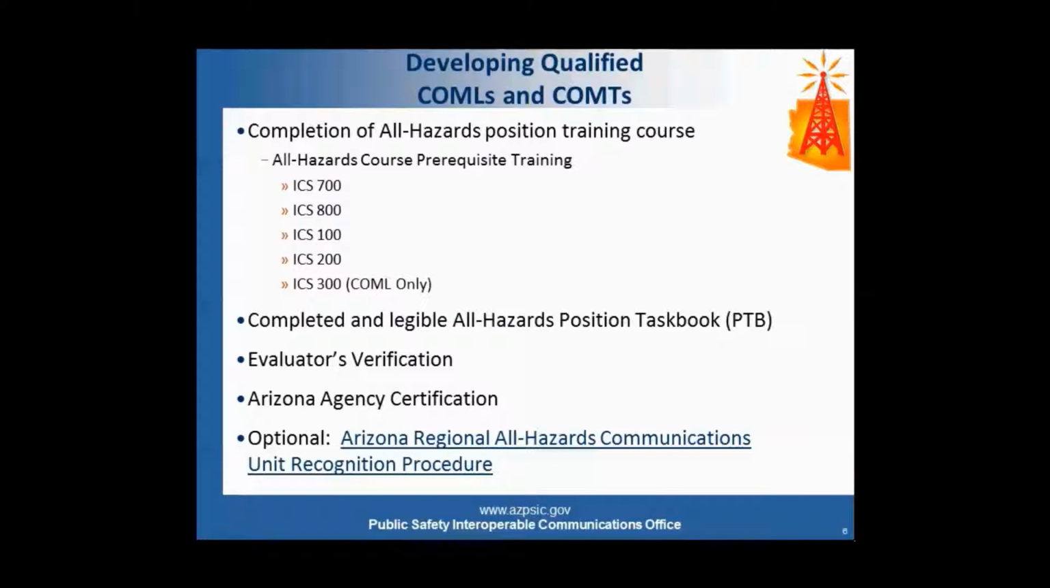COMLs and COMTs go through particular training: ICS 700, 800, 100, 200, and for COMLs, ICS 300. They are to complete a legible all hazards position task book and to receive evaluators' verifications and signature. And then they are certified by their Arizona agency.